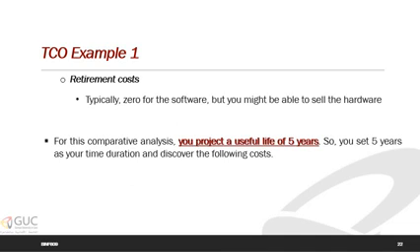And the last type of cost is a retirement cost, which is typically zero for the software, but you might be able to sell the hardware. For this comparative analysis, you project a useful life of 5 years, so you set 5 years as the time duration and discover the following costs, as will be shown in the next table.